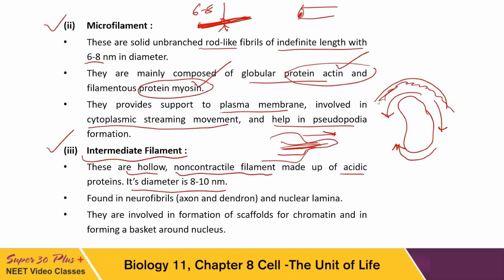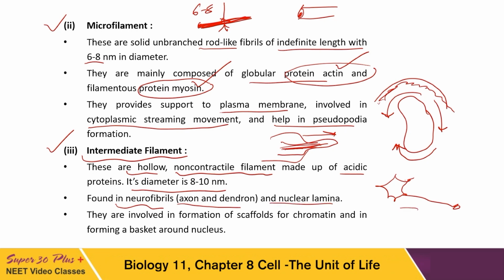These are found in neurofibrils, that is axon and dendrons. You know that a nerve cell is like this. This is the dendron like this. These are the axon. These are made up of intermediate filament, and nuclear lamina.